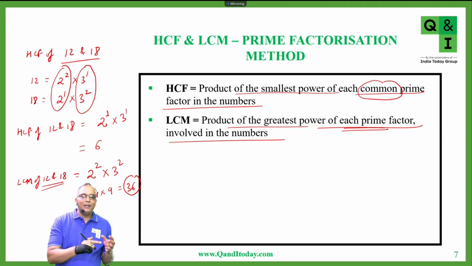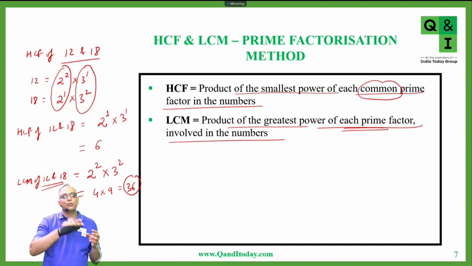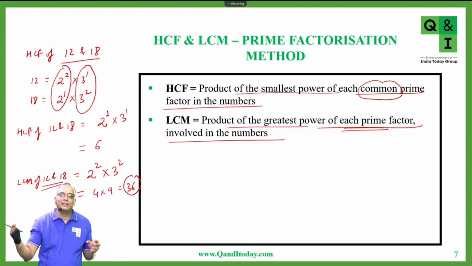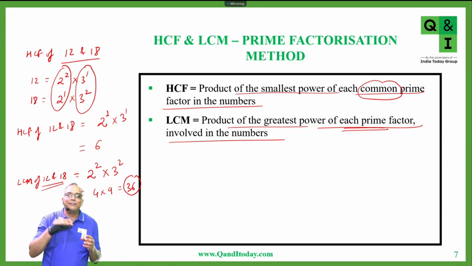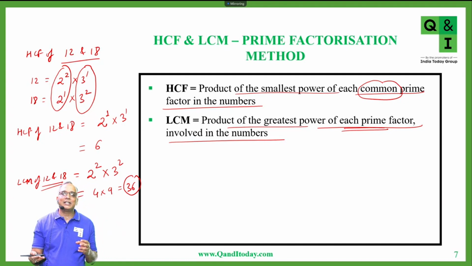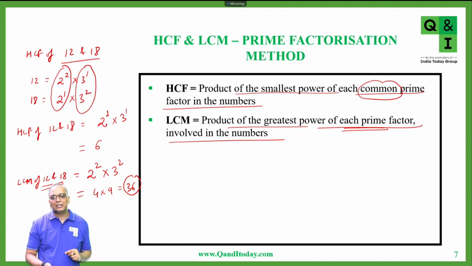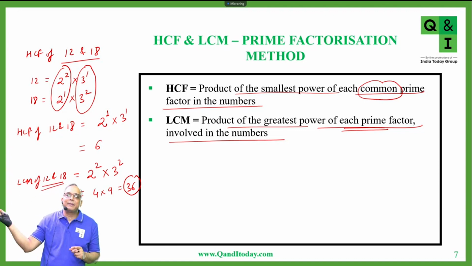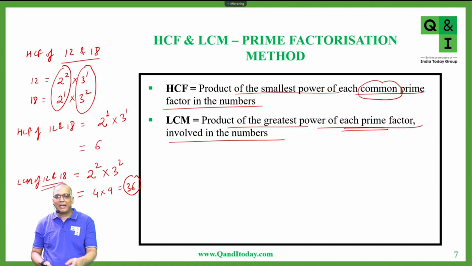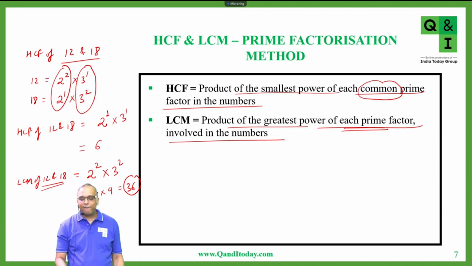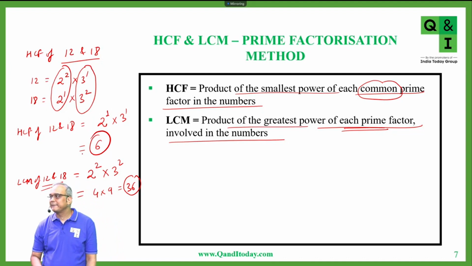So for multiples of 12, if you write 12 ones are 12, 12 twos are 24, and 12 threes are 36. Similarly, 18 ones are 18 and 18 twos are 36. So the common multiple you find is 36, which is the least common multiple. There will be other common multiples as well, but we have to find the least common multiple, and that's why by prime factorization method, we find the LCM to be 36 and HCF to be 6. Is it clear, students?